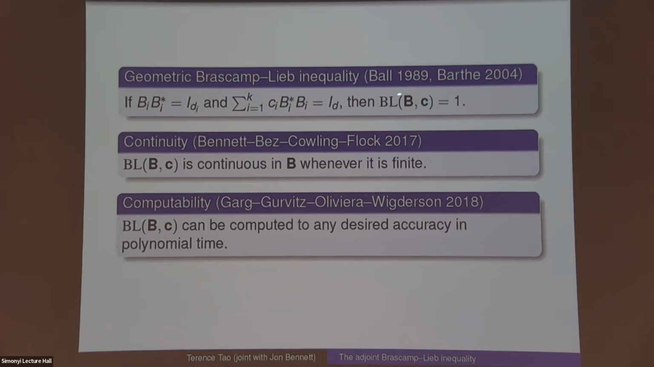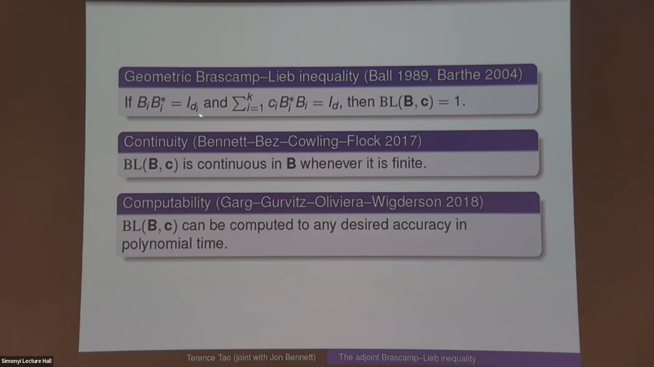This was observed by Ball, and there's another proof by Franck Barthe. In fact, this case is somehow the most important case. The general Brascamp-Lieb inequality can be reduced, after some linear transformation and decompositions, to this case in some sense. Every Brascamp-Lieb inequality is somehow a direct sum or semi-direct sum of linear transformations of this case. This is kind of the normalized case.